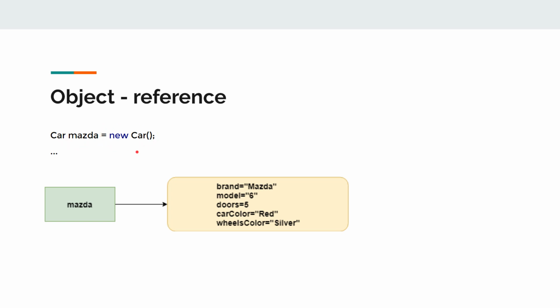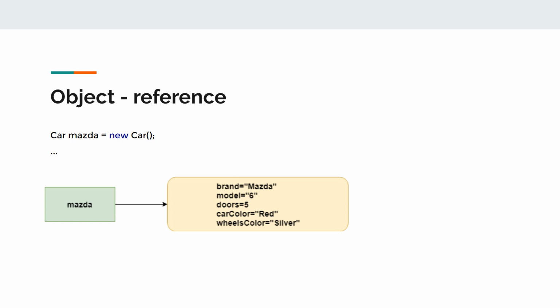In the computer's memory, two values are stored separately. To put it simply, the reference describes the place in the memory in which the object is saved, while the object stores concrete information. It's good to imagine it in a graphic way as shown. We have the reference Mazda, and this reference points to the whole object of type car. And in this object we have our different fields with values assigned to them.